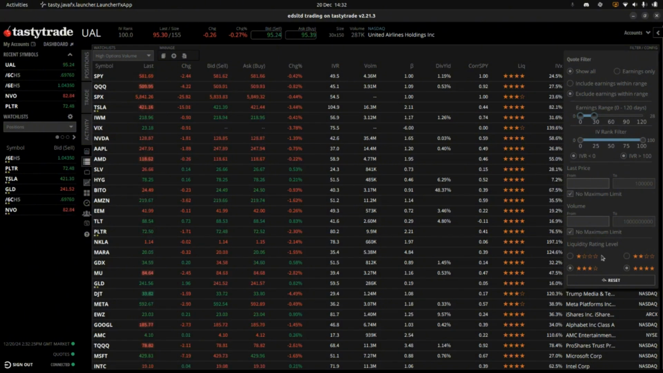So we also want to remove any underlying that has a low liquidity rating level. This is because we only want to trade liquid markets. We only want to pay tight spreads. The spread is the difference between the bid and ask. It's what you pay when you get in and what you pay when you get out. The tighter the spread, the less you pay.